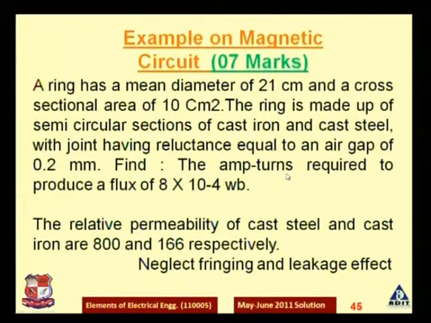You need to find out how many ampere turns. What is ampere turn? Ampere turn is the mmf required to produce the flux of 8 into 10 raised to minus 4 Weber. Right? So you need to find the mmf for this example. The relative permeability of the cast steel is 800 and of the cast iron is 166. It is also mentioned that you have to neglect the fringing and the leakage effect in this numerical.